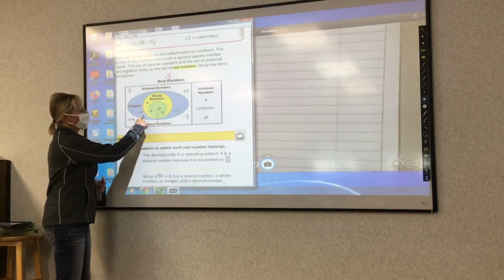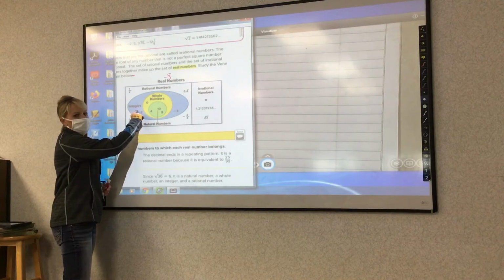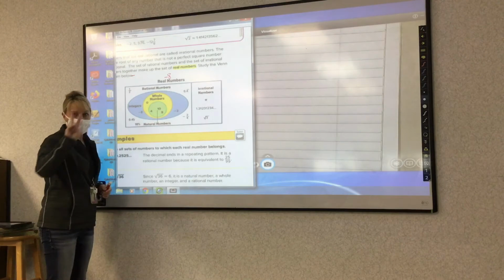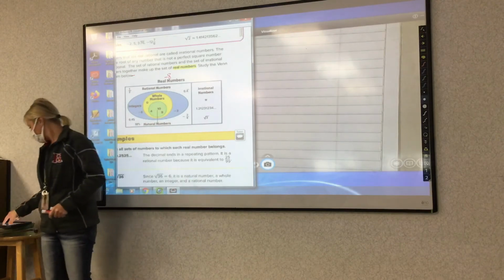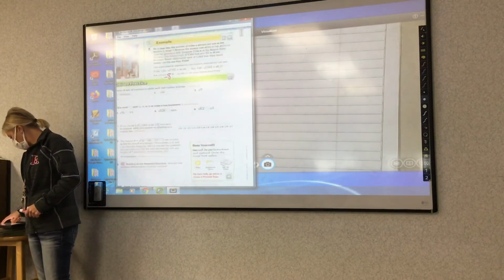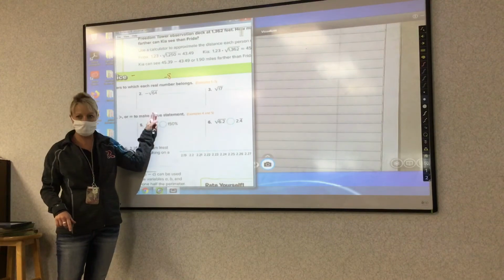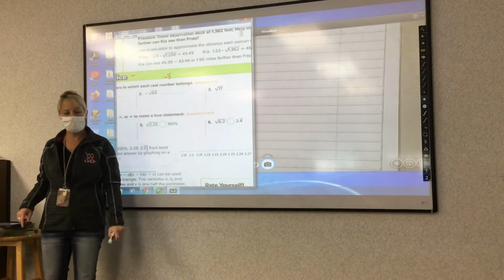It's in the blue, so it's an integer. And because it's an integer, it's a rational number. So you have both terms for number 2. So for number 2, you needed to write integer and rational number. If you don't have both, you need to put them in there.